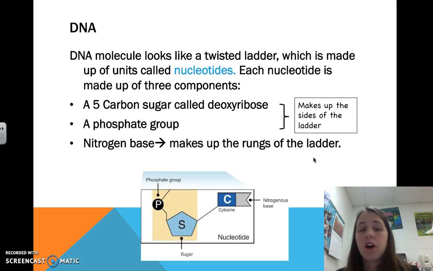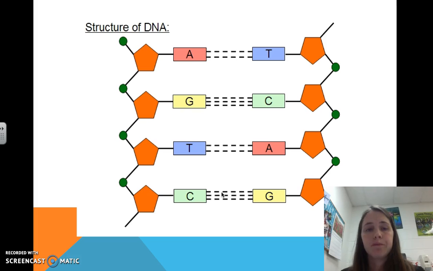It has a 5-carbon sugar, meaning it looks like a pentagon. One has 5 sides. Okay? It has a phosphate group, which is like a little circular thing, and then it has a nitrogen base. Now, there are a couple different types of nitrogen bases, and we'll look at those in a second. But this is the basic building blocks of a DNA molecule.